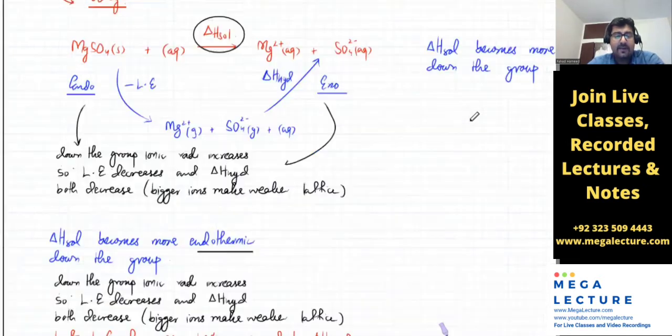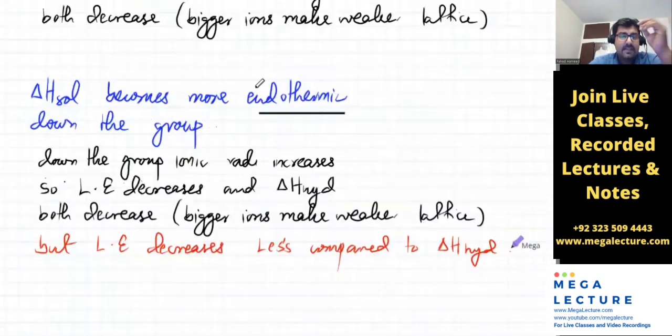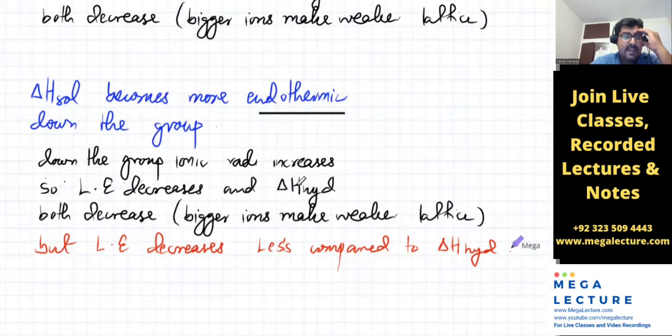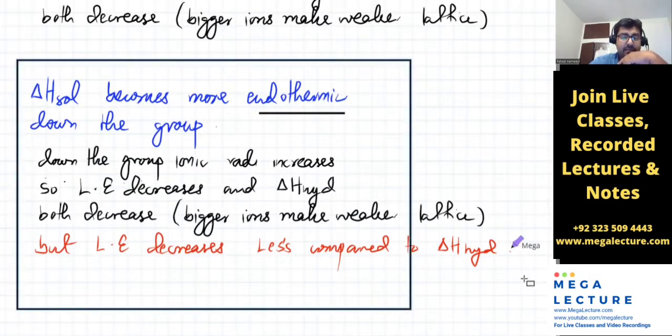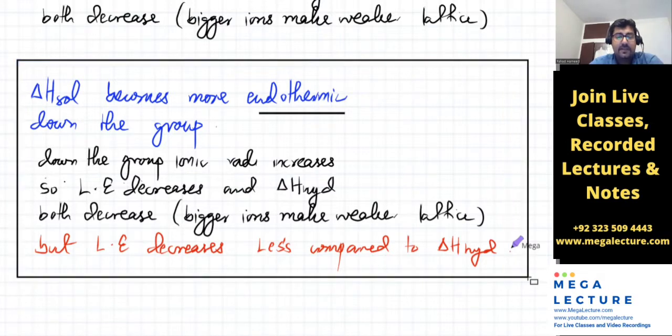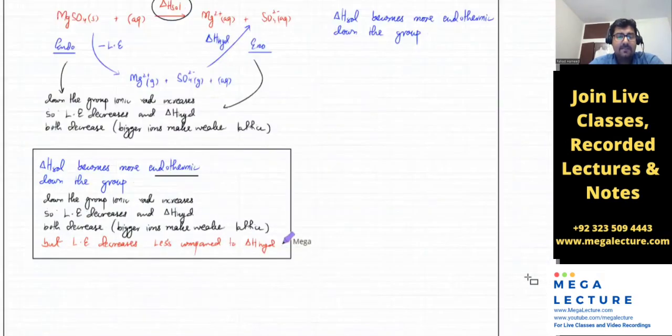So that's your 4-mark answer for this. Enthalpy of solution becomes more endothermic down the group. Down the group, ionic radius increases, so lattice energy and hydration both decrease. But lattice energy decreases less compared to enthalpy change of hydration. That's why overall it's endothermic. Okay, that's the answer to this one. You clear, Saurabh? Is this clear?